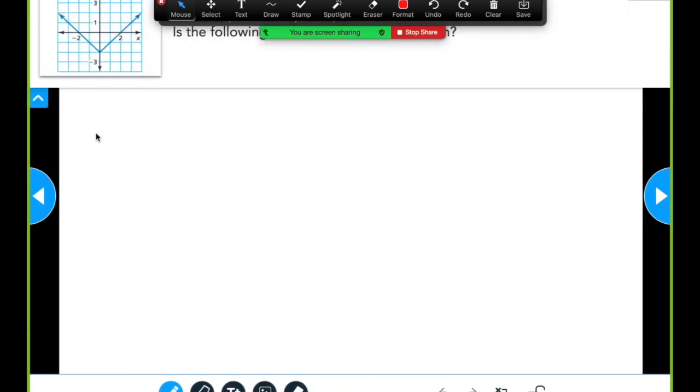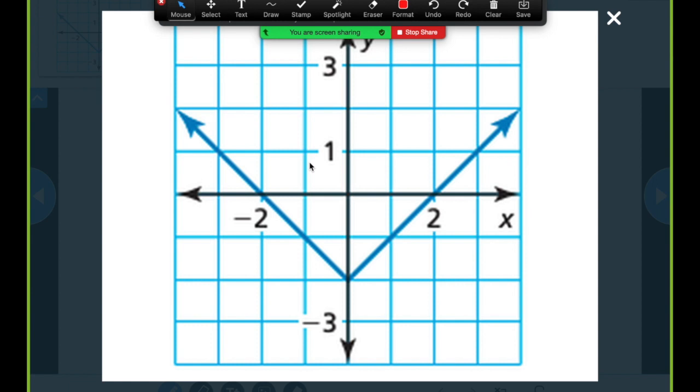Let's try the next one. Over here we have the following image where we have this shown on a graph. If I want to identify if this is a linear function, actually I'll give you guys 5 seconds to try it out for yourself.